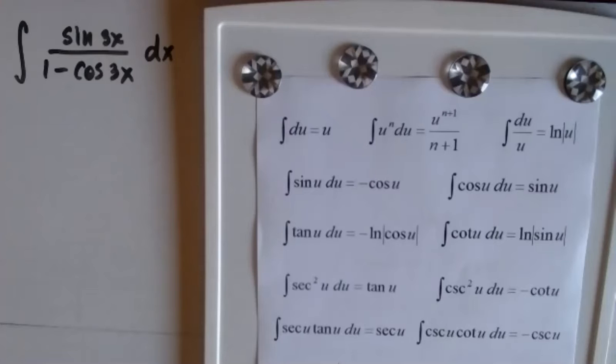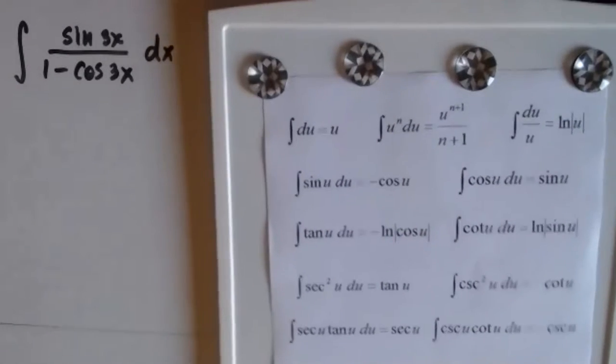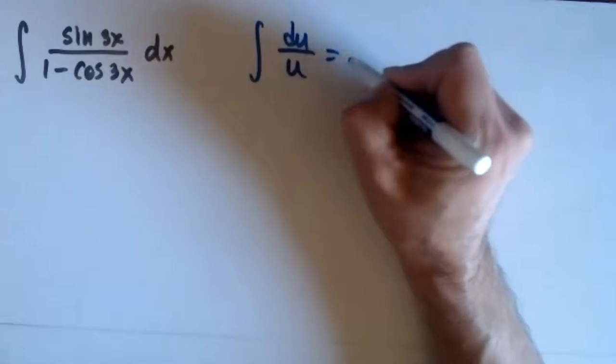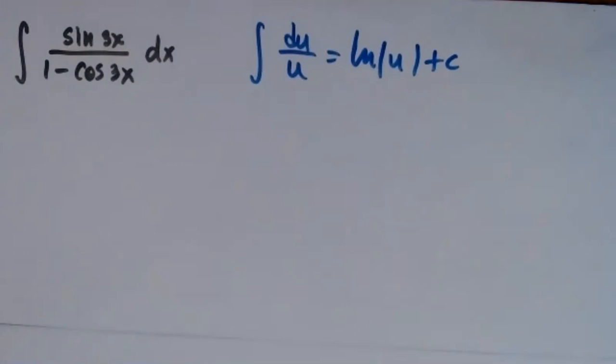Okay, so, a ver, Luis, which one do you want to use? The third one. This one? The top one, yeah. Okay, let's see. Luisito is doing the log again. So du over u equals ln absolute value u plus c, correct?